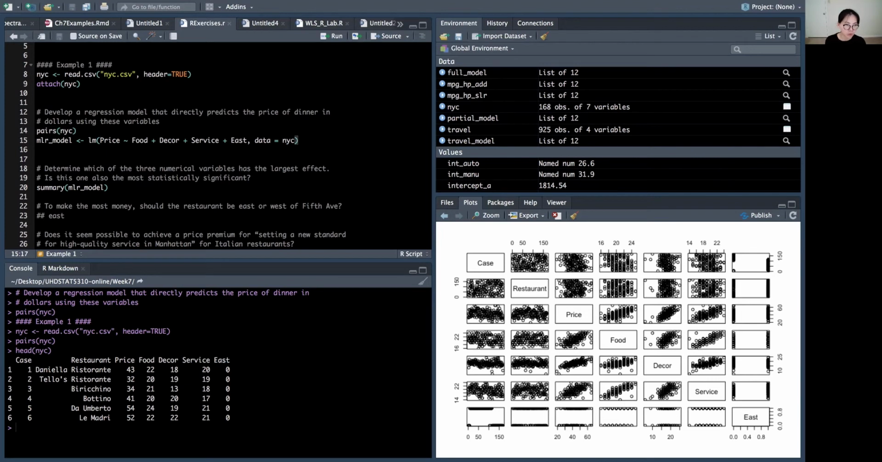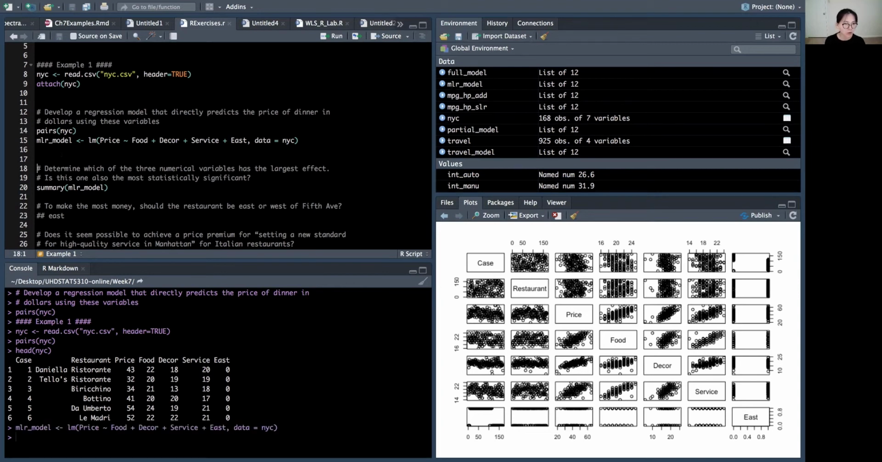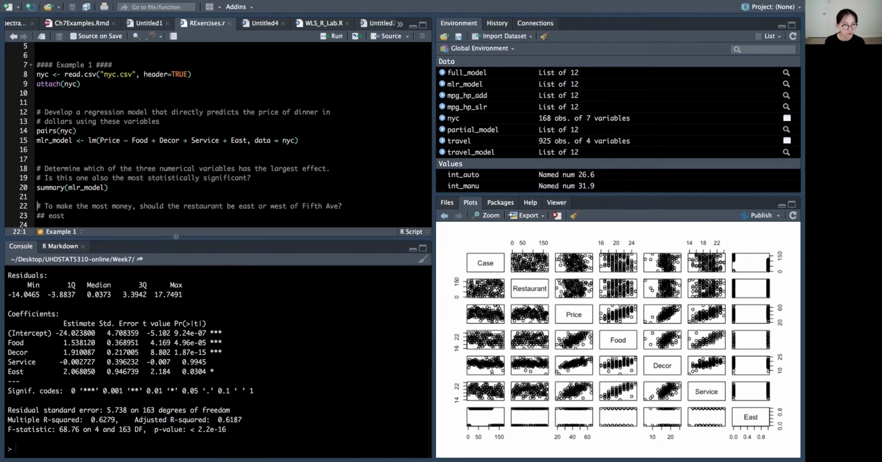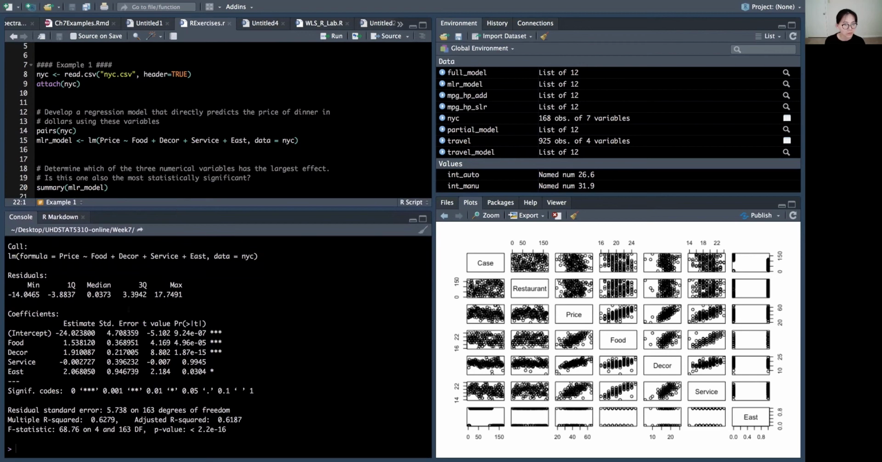Now let's do a multiple linear regression with our response variable being the price and our predictor variables food, decor, service, and east, in the data set NYC. Let's do this model, and we want to determine which of the three numerical variables has the largest impact. So let's do a summary of this multiple linear regression model.